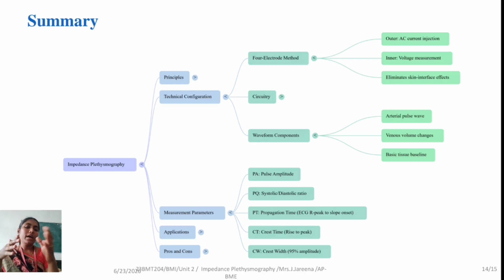So finally, we have come to the end of the section, right? Summary. This is the overall picture of what we have discussed so far: the impedance plethysmography principle, the technical configuration, the different measurement parameters we can obtain, and finally the applications and limitations. Thank you.